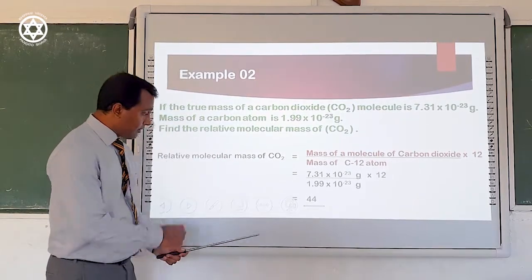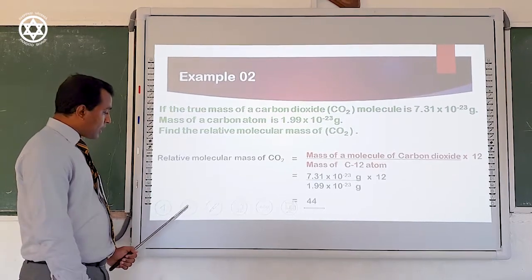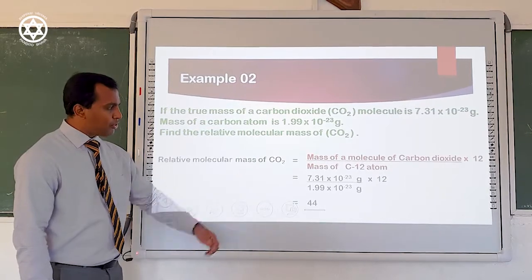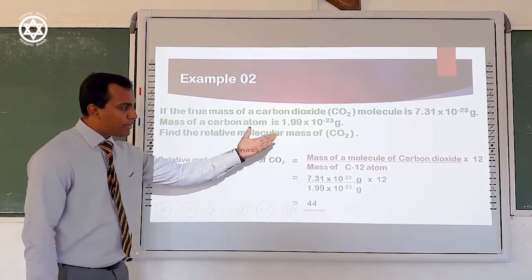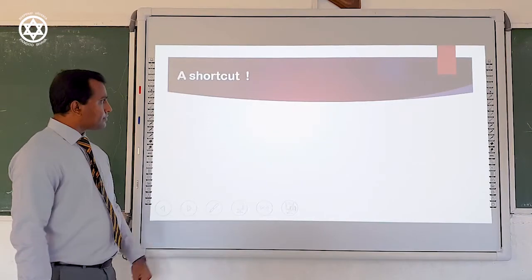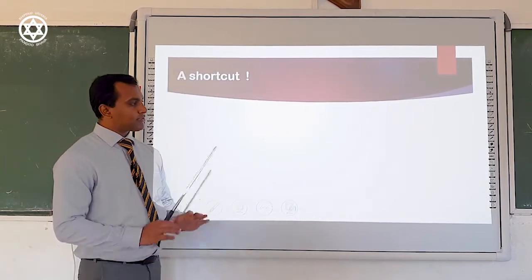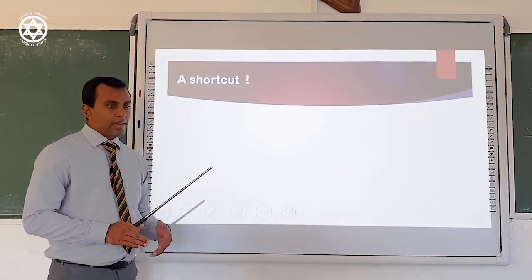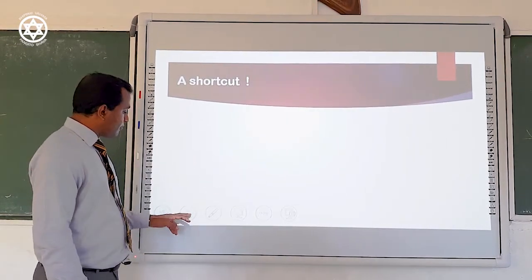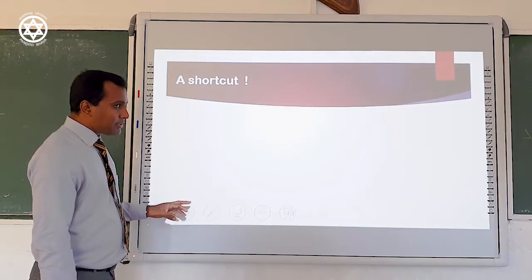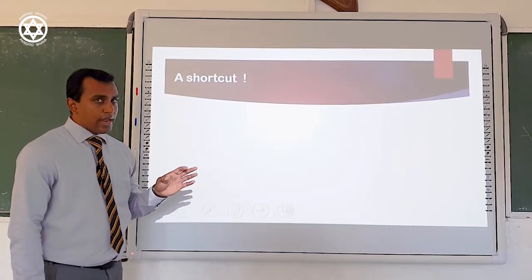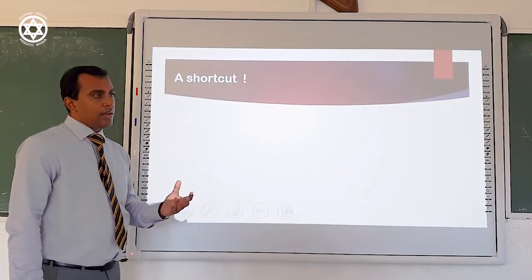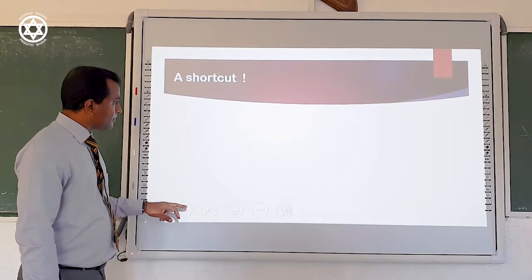Then there is a shortcut to calculate the relative molecular mass. That was the longest method. It is very difficult to find the relative molecular mass that way, because you should be able to remember the equation. Now let's find the same thing in a very convenient manner. Let's see how to find the relative molecular mass. This shortcut is done to calculate the relative molecular mass of a molecule. It cannot be applied to find the relative atomic mass.